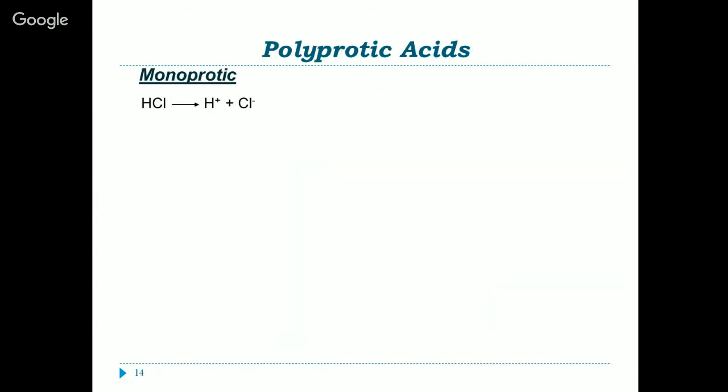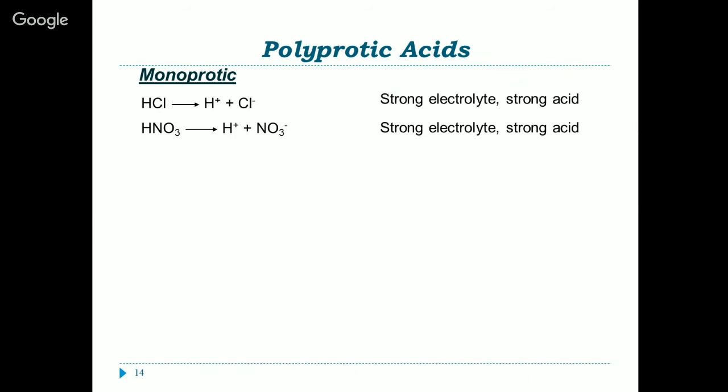Some more things to talk about with acids. We have monoprotic acids, which is mono meaning 1, protic, protons, 1 proton. So hydrochloric acid has the ability to donate 1 proton. It's monoprotic. And it is a strong electrolyte because it is a strong acid. We also see that nitric acid donates 1 proton. It's monoprotic. It's a strong electrolyte and strong acid.